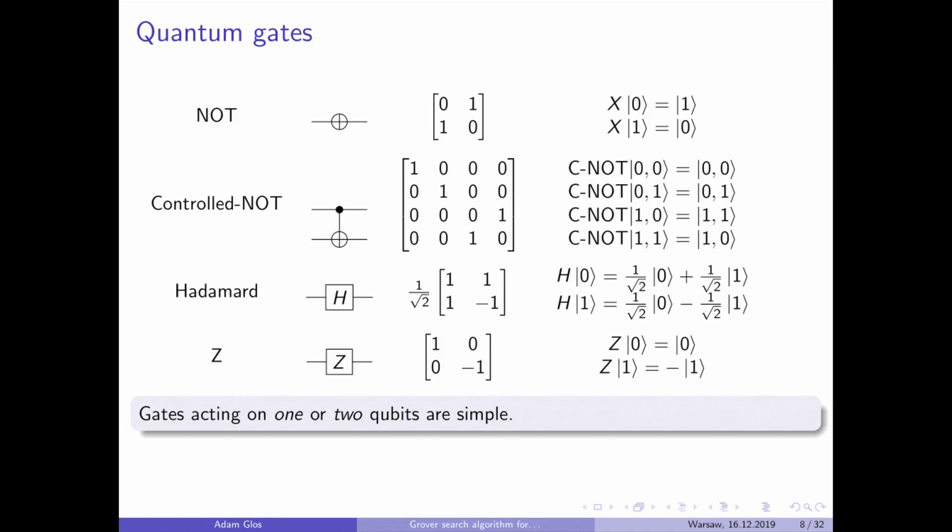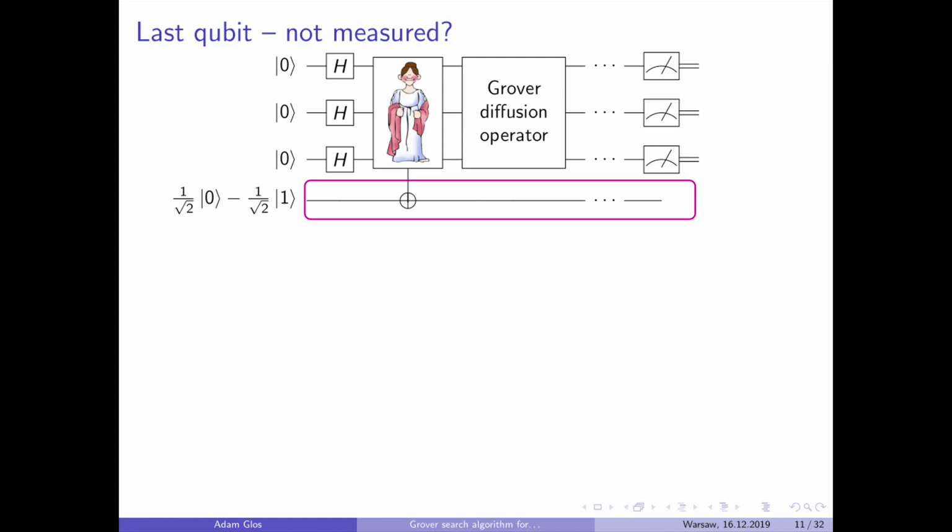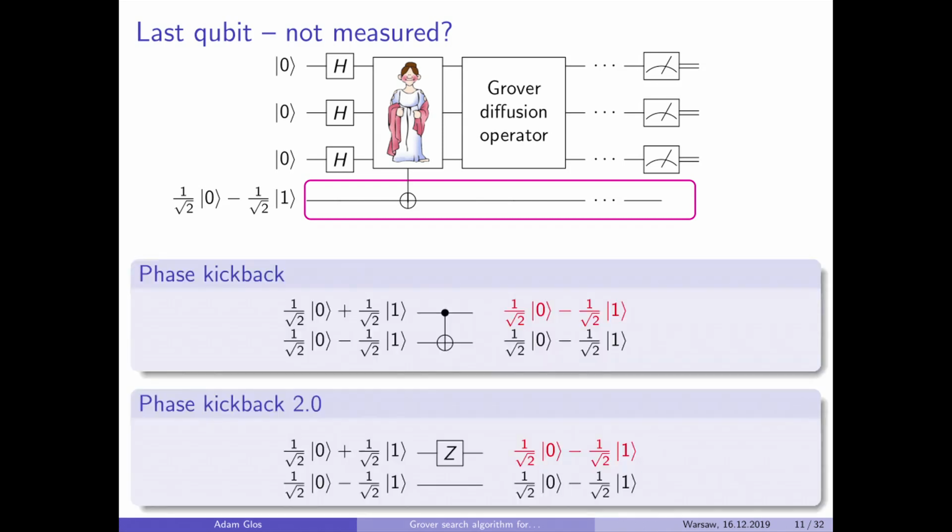A little bit more difficult is the second issue. Our oracle applies NOT on the last qubit. This is how it marks, how it says, that this element is interesting for us. However, we do not measure this qubit. And as I said before, this oracle doesn't change, let's say for now, anything on the first 3 qubits. So what's happening here is phase kickback.